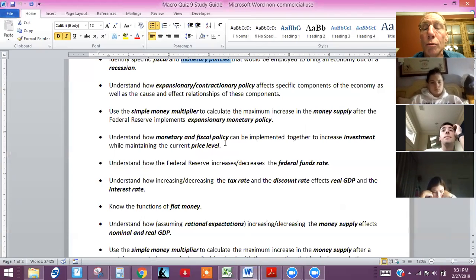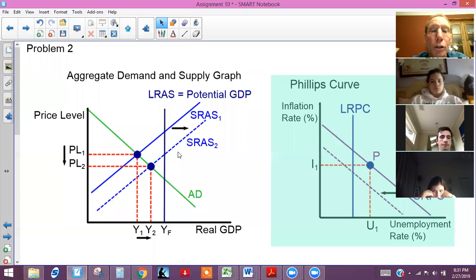Which is going to mean more investment. And then they could raise taxes, which would shift aggregate demand back to the left, which would keep the price level right where it was. Does that make sense? Just playing with the graph. So if aggregate demand was here, you could shift supply to here and you would get more output, but the same price level.